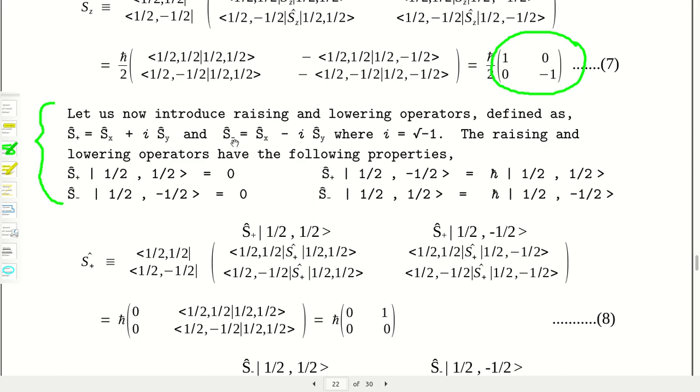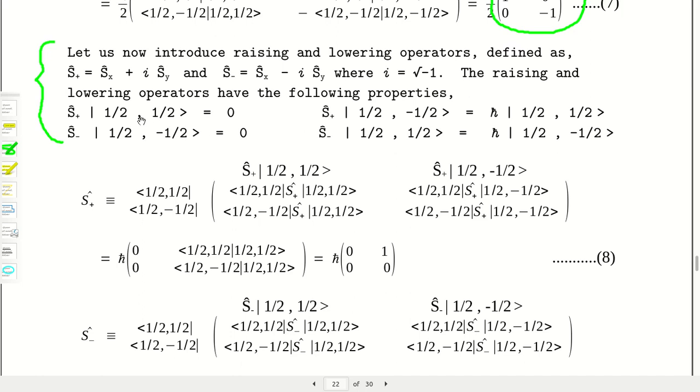Similarly, the lowering operator S minus is Sx minus i Sy, where i is the imaginary number. Now, why are they called raising and lowering operators, S plus and S minus? Consider this. We have two states, plus half and minus half. If S plus operates on plus half, it will give you 0.